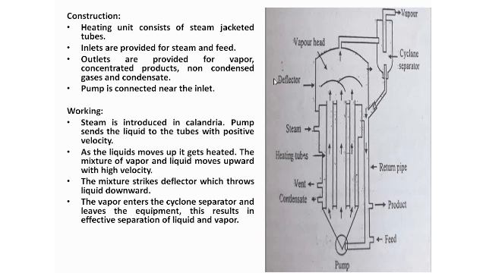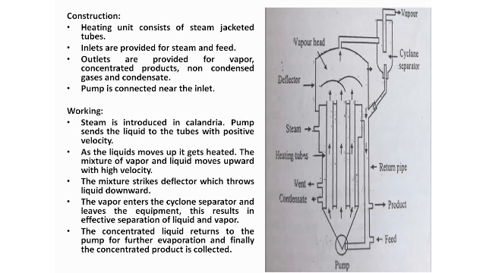The vapor enters the cyclone separator, right, and it leaves the compartment, resulting in effective separation of the liquid and vapor. The concentrated liquid returns to the pump again for further evaporation, and finally the concentrated product can be collected here.